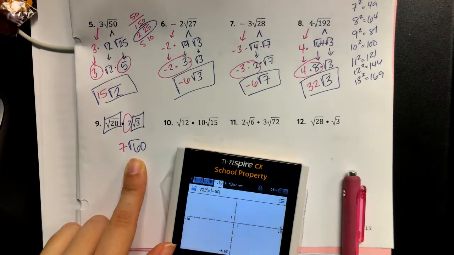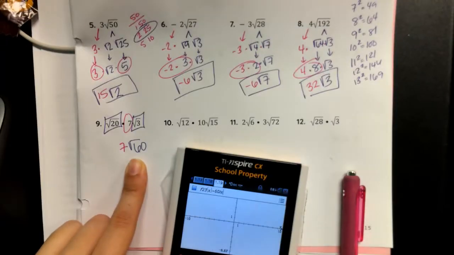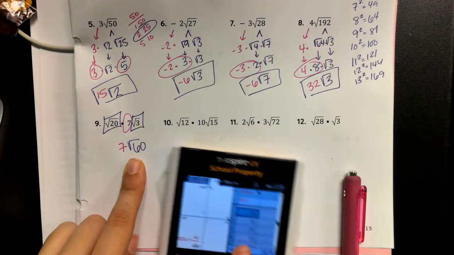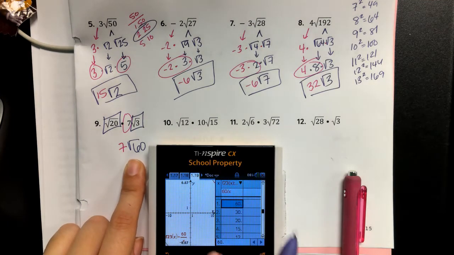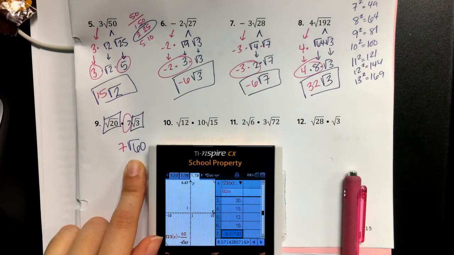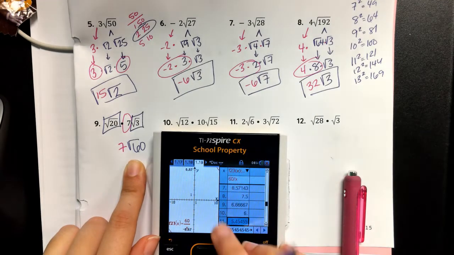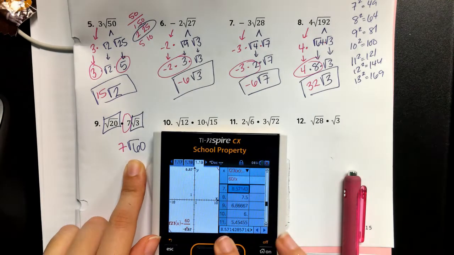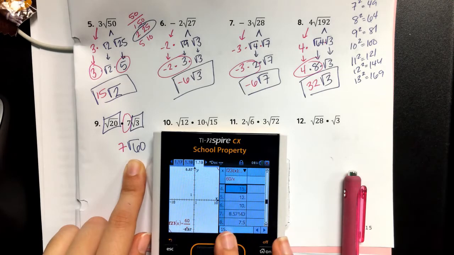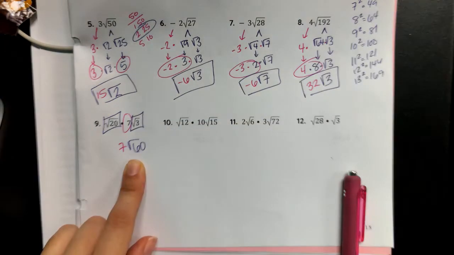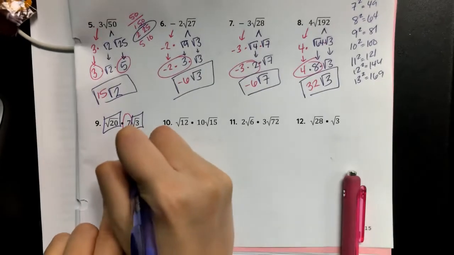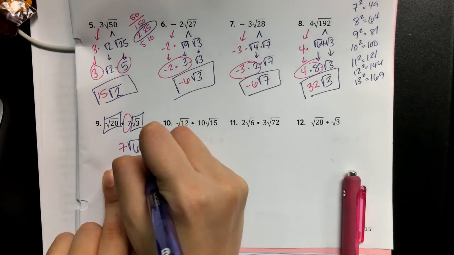So 60 divided by x. Control T. 1 and 60, 2 and 30, 3 and 20. Ooh, 4 is a perfect square. 4 and 15. 5 and 12, 6 and 10. Ooh, 10 and 6. 6 and 10, we're done looking. Our biggest perfect square is 4 and 15. So square root 4 times square root 15.